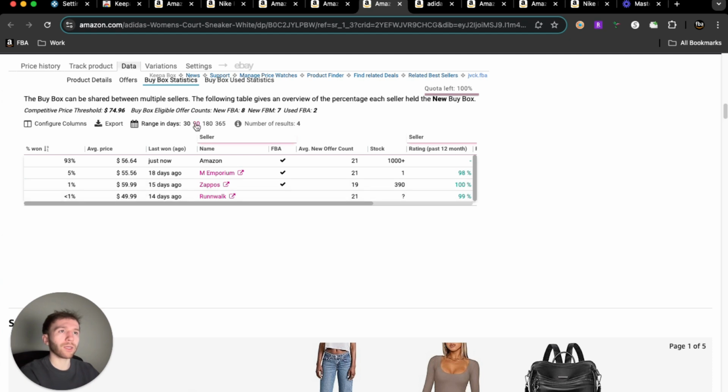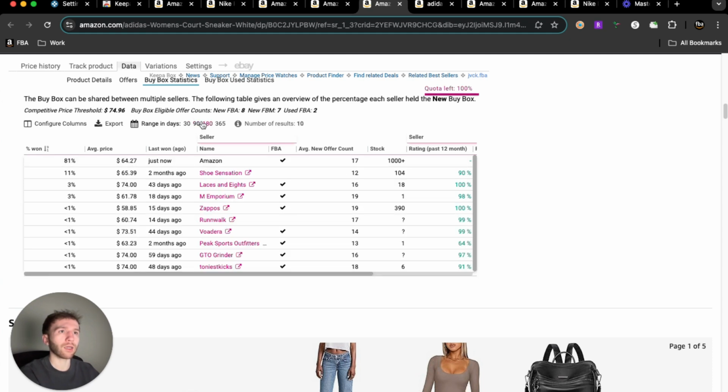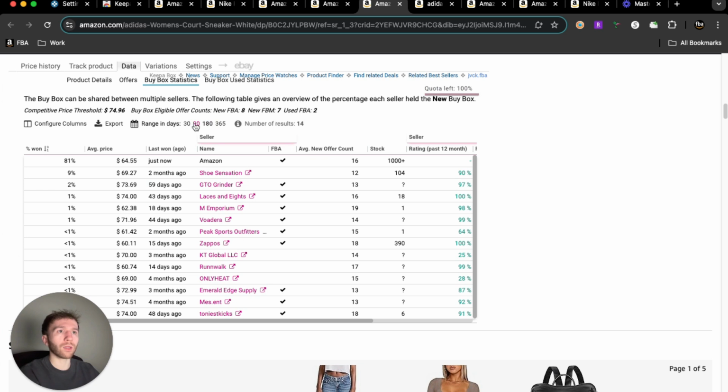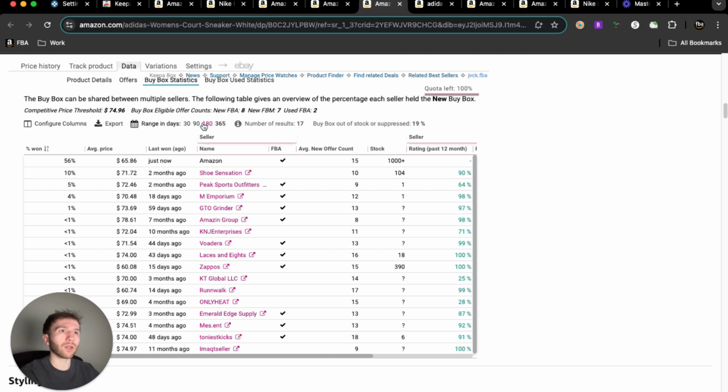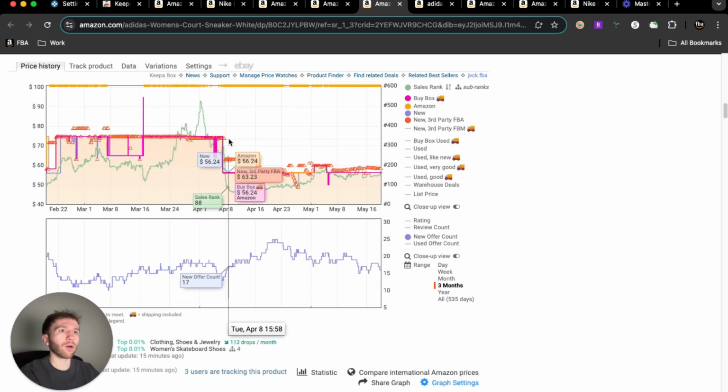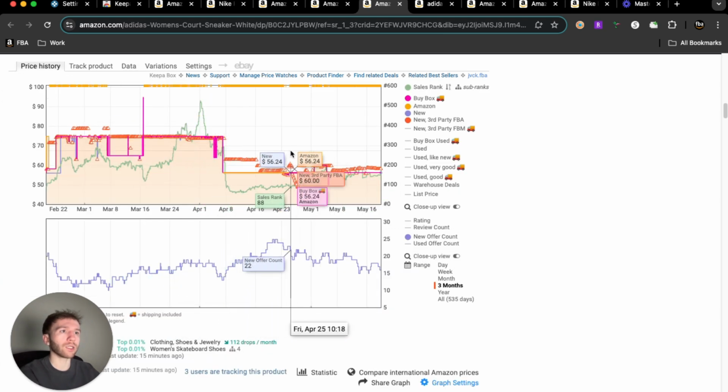So this probably isn't a very good sign that you're going to sell a lot of units of this product if they have 93% of the buy box taken. And you can go out more within 90 to 180 days. They had 81% consistently, and 365 went down because they were out of stock from September before that in the last year range. So that's the kind of research that you're going to want to look at if you are interested in selling products that Amazon is on as well.